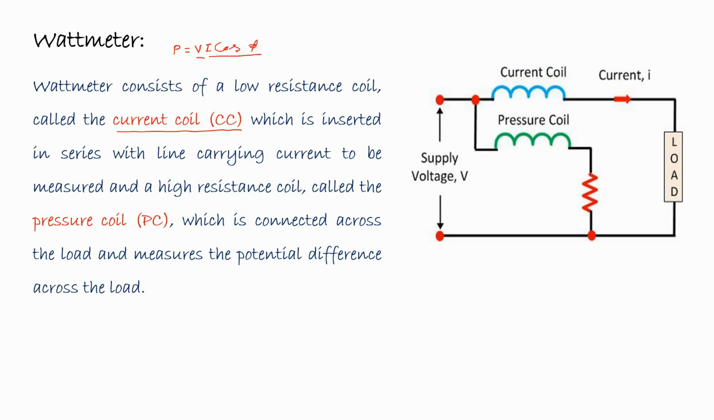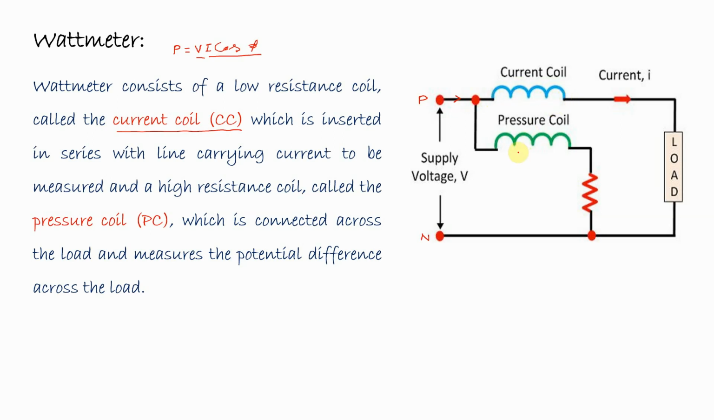Here is a schematic diagram of the wattmeter connected in a single phase AC supply circuit, where this is the phase line and this is the neutral line. The current coil, which is a low resistance coil with very few turns, is connected in series with the phase line, so that the entire current flowing from the supply to the load will flow through the current coil.